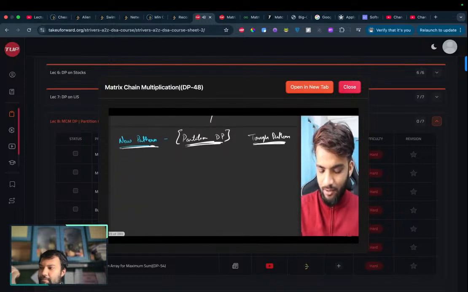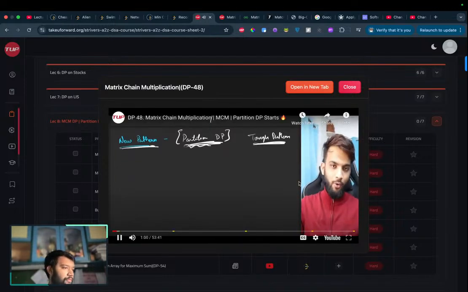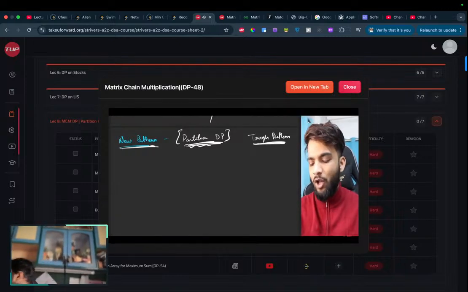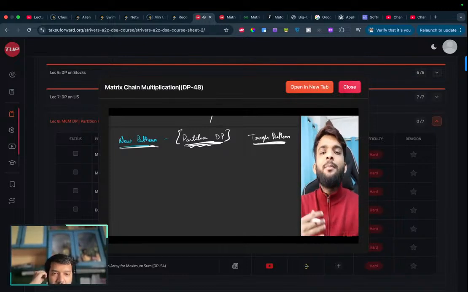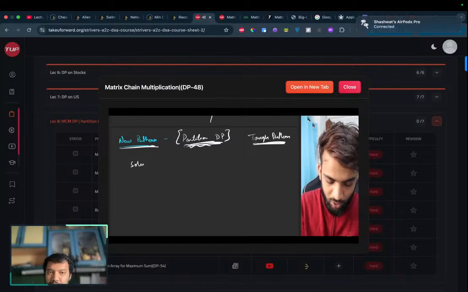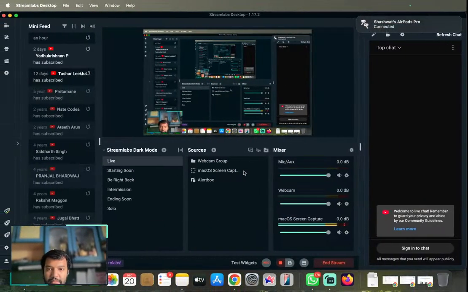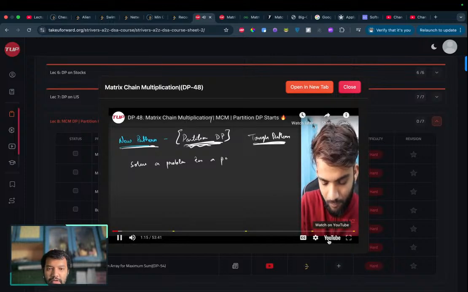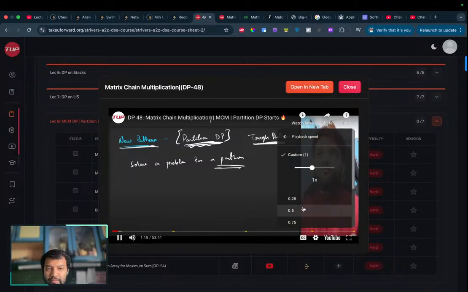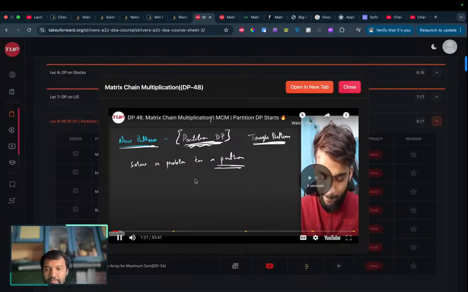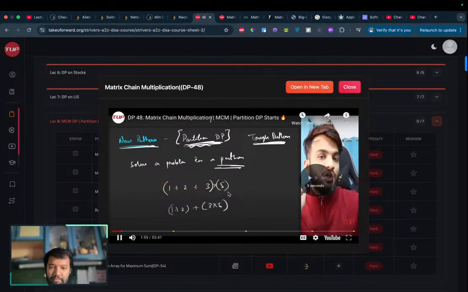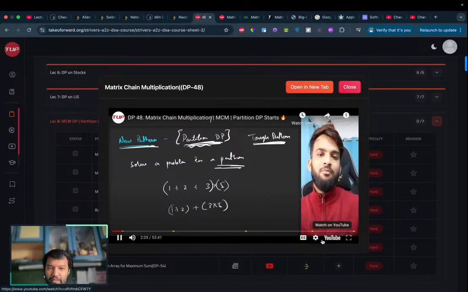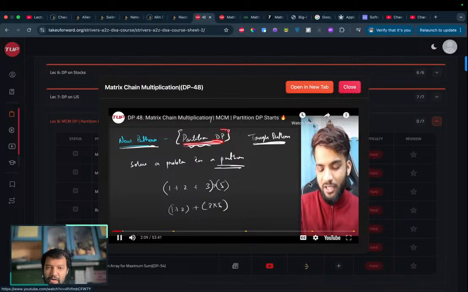Okay, so let's understand what this partition DP is all about. Generally, in all the problems where you'll be asked to solve a problem in a particular way, remember this: solve a problem in a pattern. Now, what is the pattern? For example, 1 plus 2, the answer is different, but if you put it like this, then the answer is different. Remember this for DP: whenever there are multiple ways to solve, and probably they will ask you to find the best possible way, that's when you relate the problem to partition DP.